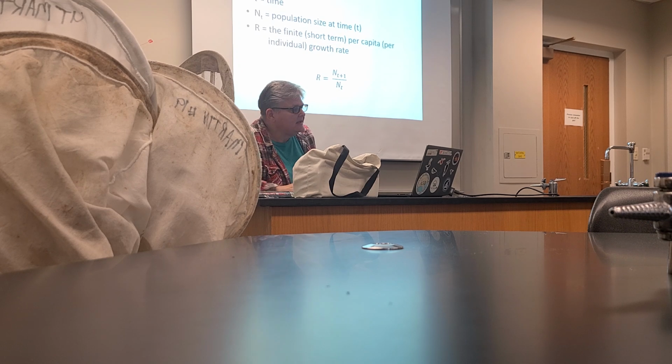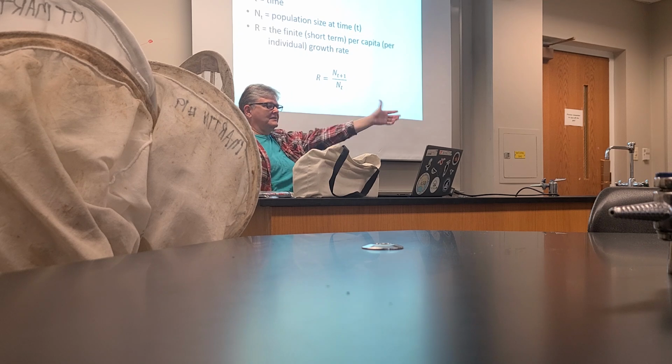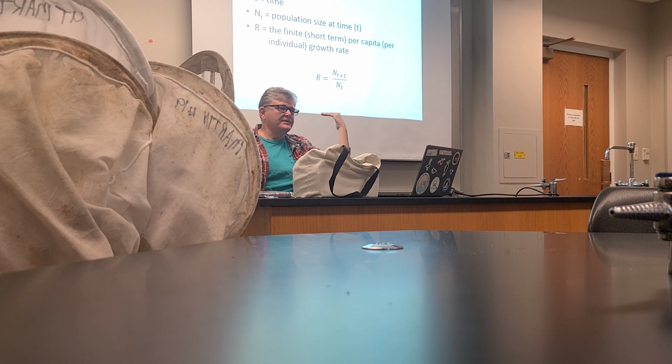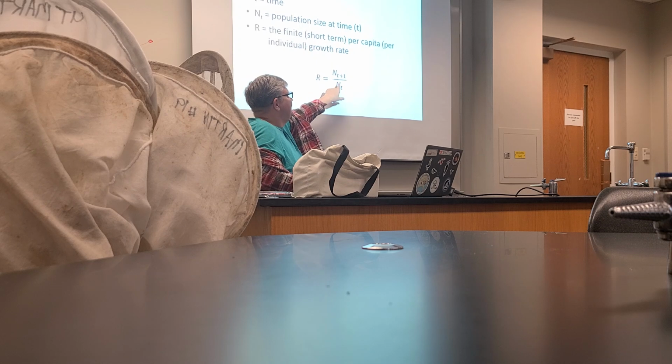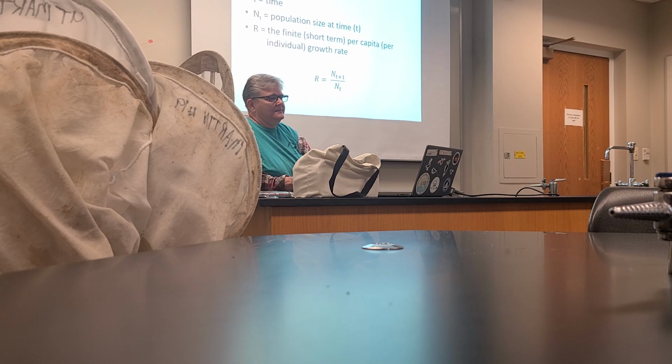And I forgot we got it so quickly until I looked at my previous slide. But here is our finite or short-term per capita growth rate. Per capita means per individual. That's what per capita means. We hear it a lot, might not necessarily know what it means. And so as you look at this formula, you have your capital R, which is short for your finite per capita growth rate. And then you have it equals Nt+1. All of this is a subscript again. And so that plus 1 refers to the time.